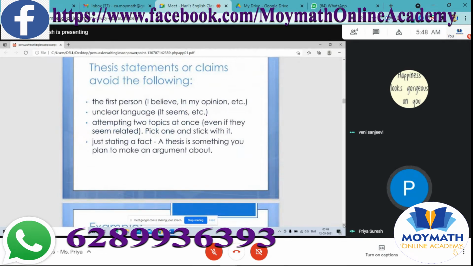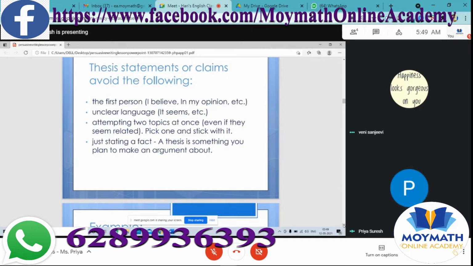Thesis statements or claims involve the following. The first: when it is an argument or when you are trying to convince others, don't say I believe, in my opinion. This we say only if it is opinion writing. Like, do you think, that is an opinion writing question. In that case, you can go for I think, I believe. But in an argument, in a debate, the I is not an important factor. What is more important is the facts. Is it clear to you?